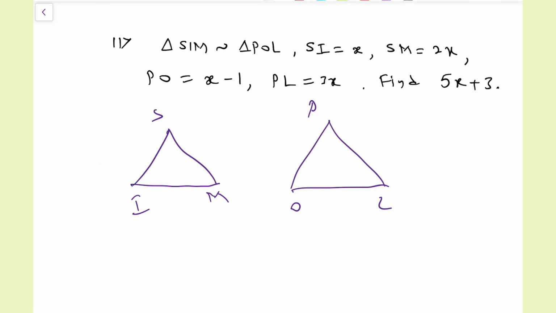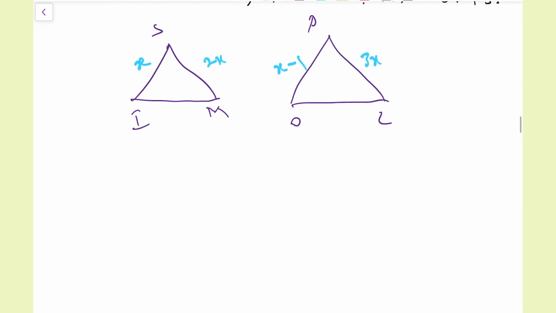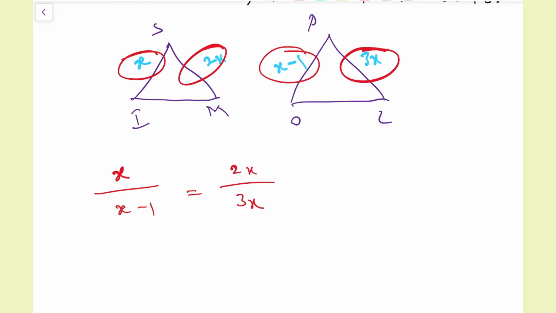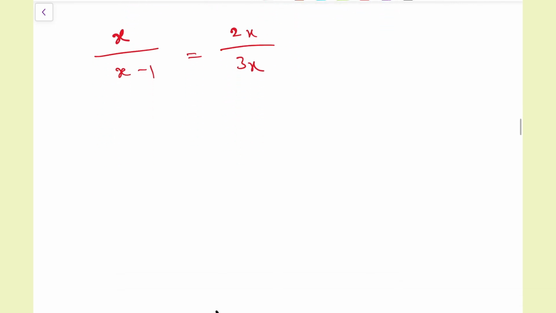So now here some measurements are given. Let us write out the measurements. SI is x units, SM is 2x units, PO is x minus 1 units and PL is 3x units. In the question itself we clearly mentioned that these two figures are similar figures. So we can apply the similar triangle concept, that is left side by left side, x by x minus 1, equals right side by right side, that is 2x by 3x. In case base is there, we will write base by base also. Now to find this x value we will do cross multiplication.